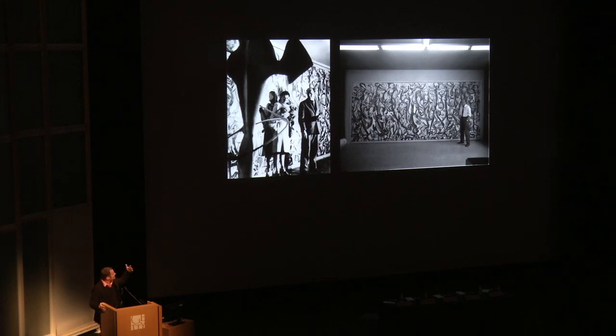But here on the right is a photograph that we might take to be more indicative of how Pollock at least would have liked the painting to be seen, where you can take in the entire width and the entire height of the thing.